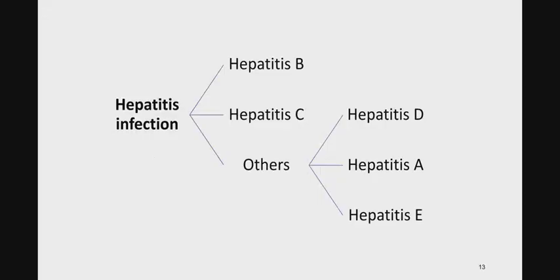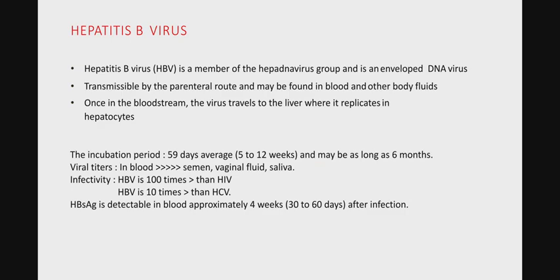Then coming to hepatitis infection, they're classified like this: HIV, hepatitis B, hepatitis C, and others which we will not discuss over here, which are hepatitis D, hepatitis A, and hepatitis E. Hepatitis B virus, that is HBV, is a member of the hepadna group and is an enveloped DNA virus. It is transmissible by the parenteral route and may be found in blood and other body fluids. Once in the bloodstream, the virus travels to the liver where it replicates in the hepatocytes.